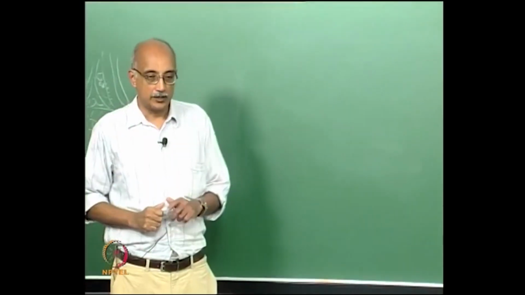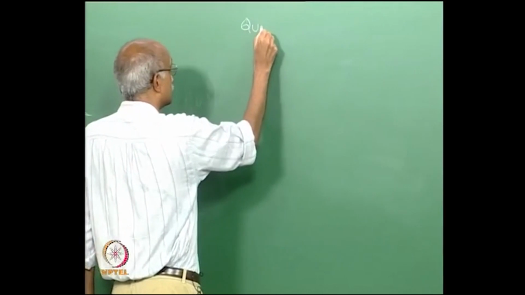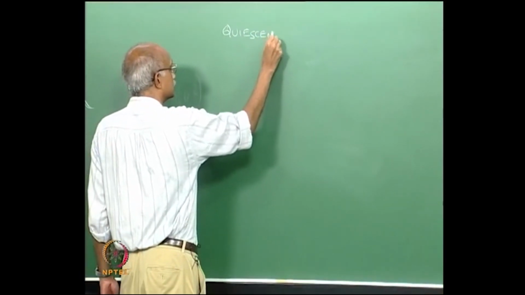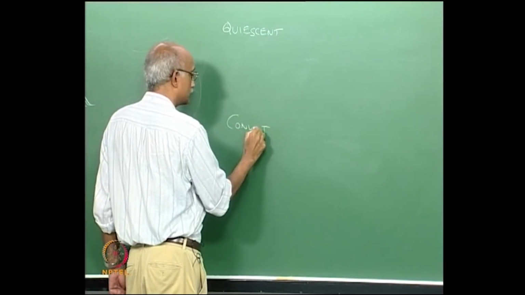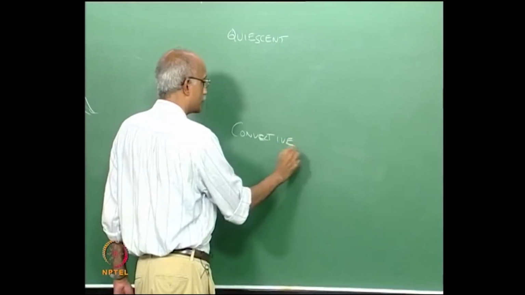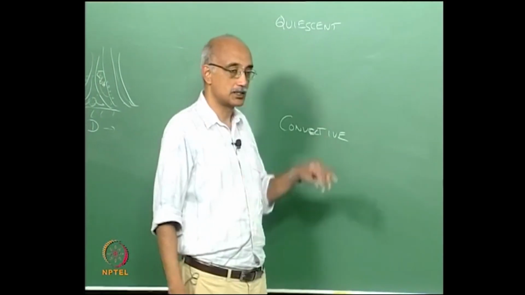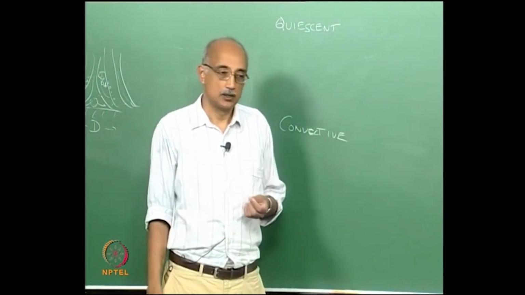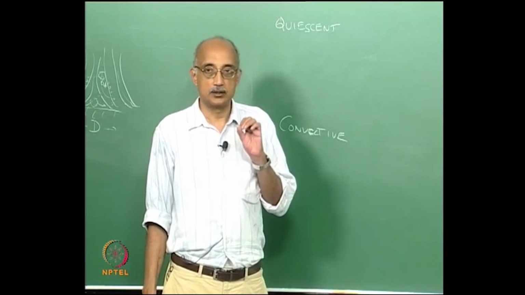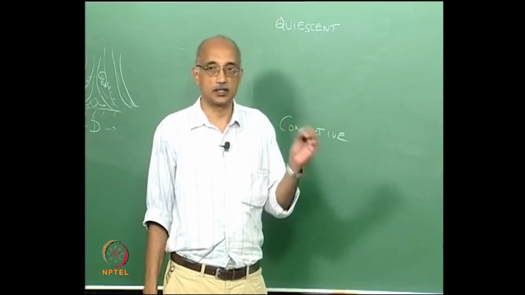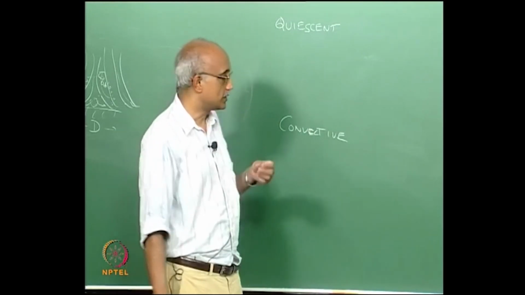In order to define the reference values, you have to look at two cases. One is the quiescent case, and the other is convective. Now, when we talk about quiescence versus convection, what we are talking about is that here there is essentially an absence of a convective velocity, either forced or natural convection, whereas in this case there is a significant convective component, which again can be forced convective or natural convective.